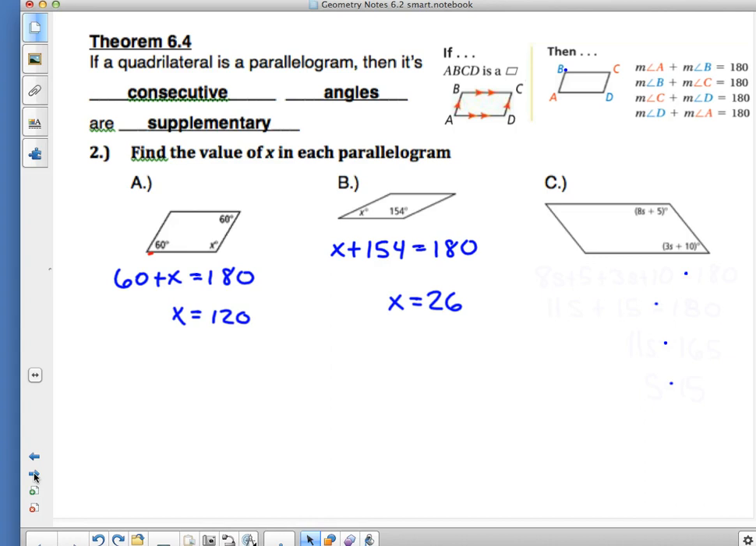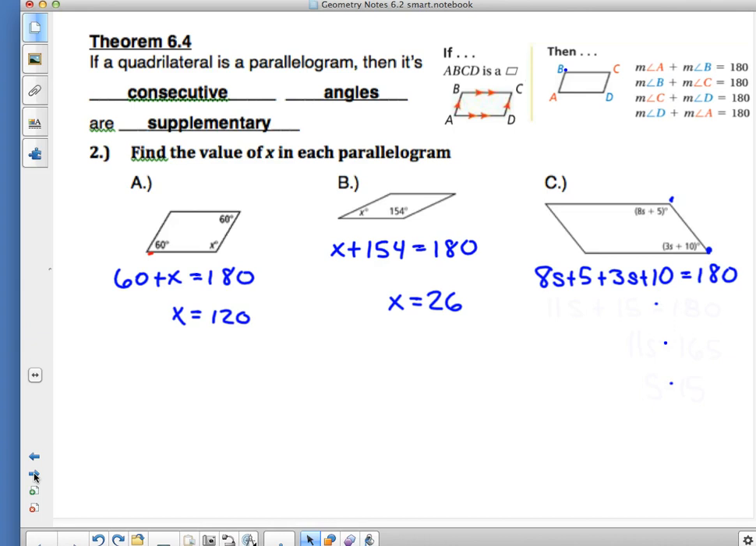In C, now, as soon as I start putting in letters, people start going, oh, they must be equal. They're not. We're still doing the same problem. Think about what we're doing. We are talking about a parallelogram. We have consecutive angles. Consecutive angles mean if I start on one angle and work my way around the figure, the next angle is consecutive to it, and the relationship is that they add together to be 180 degrees. So I'm adding them together to make 180.